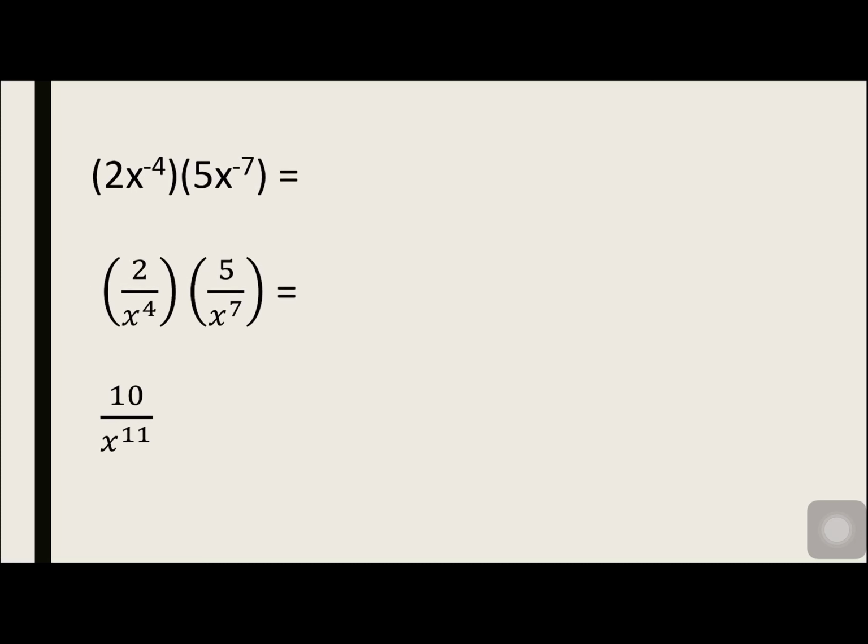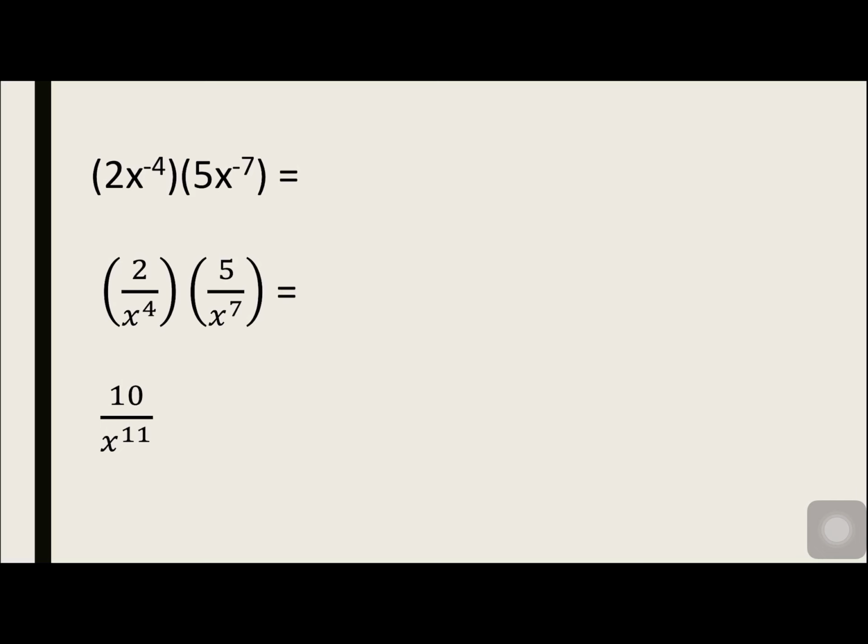2x to the negative 4 times 5x to the negative 7. x to the negative 4 goes to the bottom, becomes x to the positive 4. x to the negative 7 goes to the bottom and becomes x to the positive 7. The numbers stay where they are. The 2 and 5 stay because the negative is only on the letter.